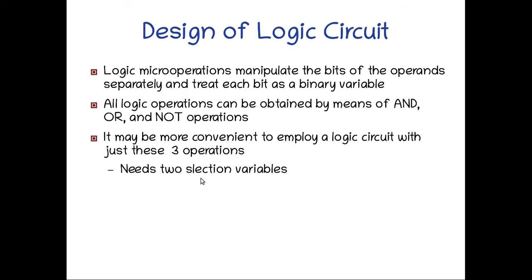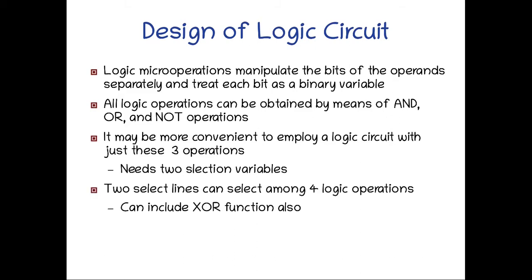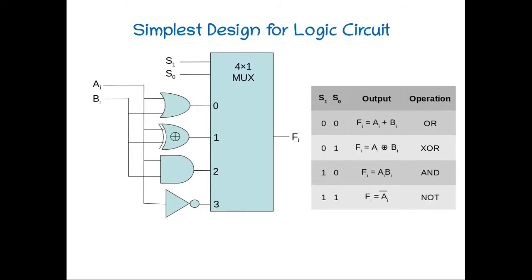So we need two select variables, and by using these two select variables we can have 2 to the power 2, that is 4, operations selected. So we can include the XOR function also in our circuit. This is the simplest design for a logic circuit. We have a 4x1 mux that will have 4 input lines and 2 select lines. The output of the mux will be based on the select line values.